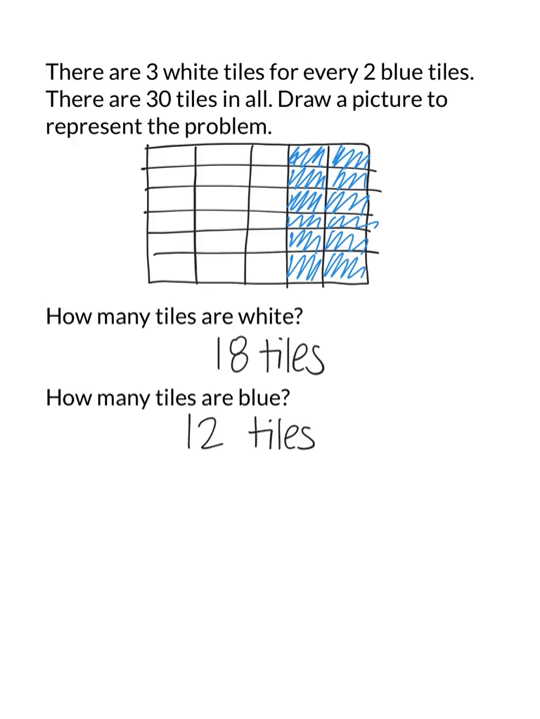I can represent this with ratios. So I have 3 white tiles for 2 blue tiles. So I would have the same thing, 18 white tiles for 12 blue tiles, which you can see is equal to the first ratio because I multiply both sides by 6 to get the second ratio. So they're equal.